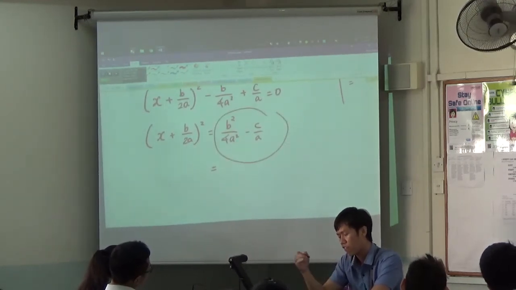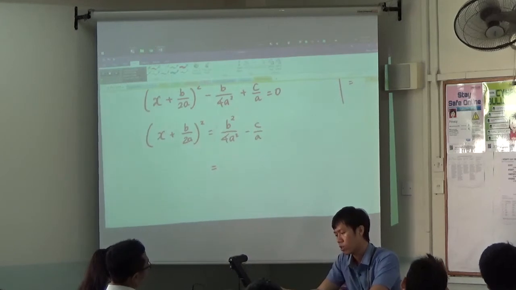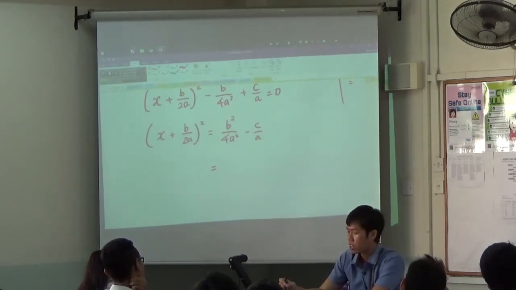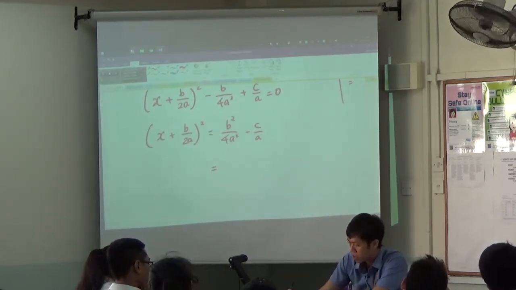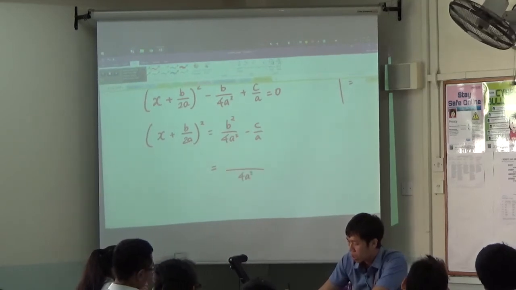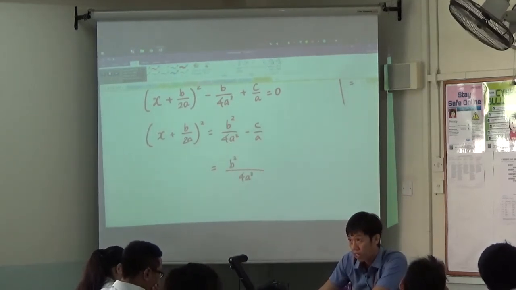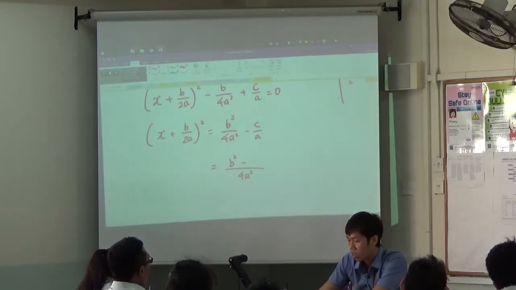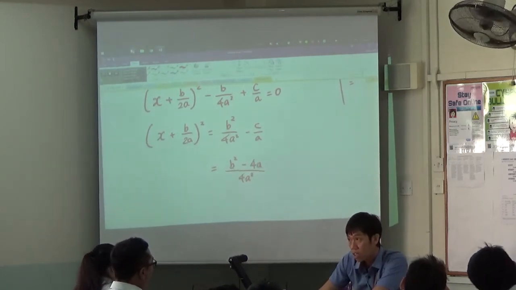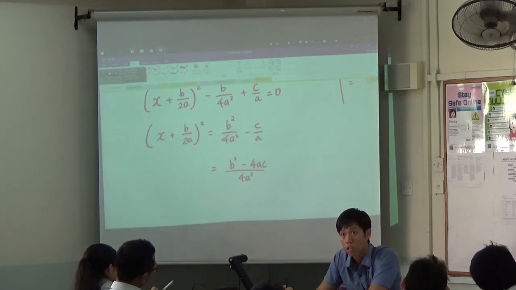This one. I've got a fraction minus a fraction. What should I do? The denominator should be the same. What should the denominator be? On this side, I have b square, right? And minus what? 4ac. Is this correct?